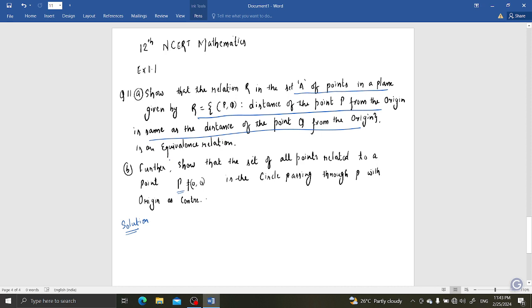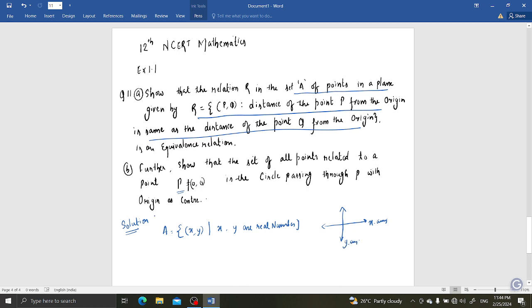So first of all I will prove part A. Now what does part A say? First of all, the set A. What is set A? Set A is the collection of all the points such that x and y are real numbers. It means they are in the Cartesian plane. This is the x-axis, I assume, and this is the y-axis, I assume.